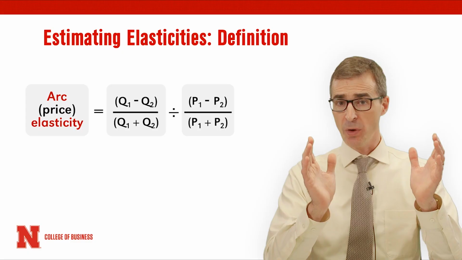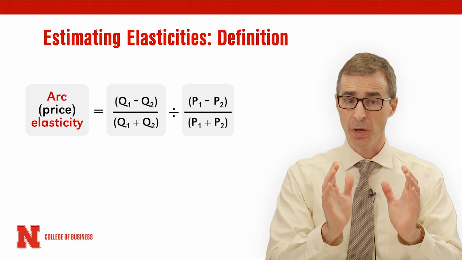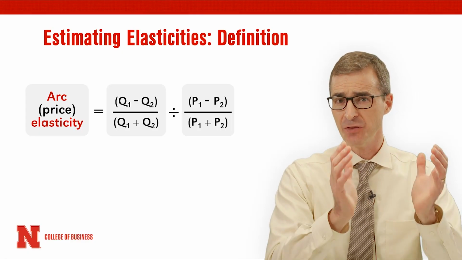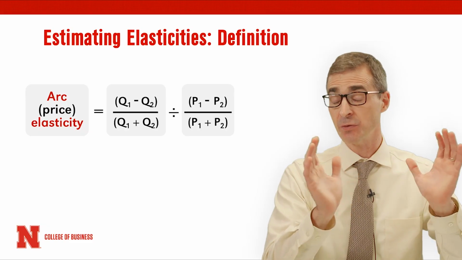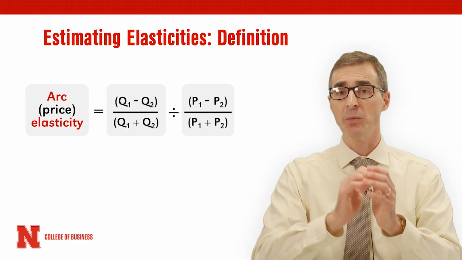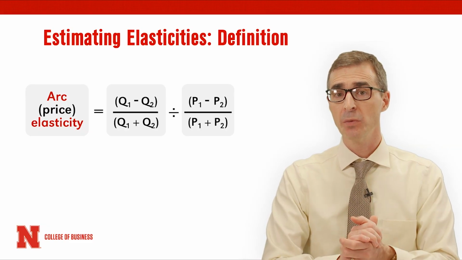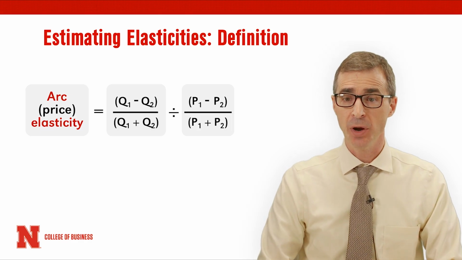We can calculate Q1 minus Q2 over Q1 plus Q2. That gives us an estimate of the percentage change in price, or excuse me, percentage change in quantity. And then we divide that by the second term, which estimates the percentage change in price.